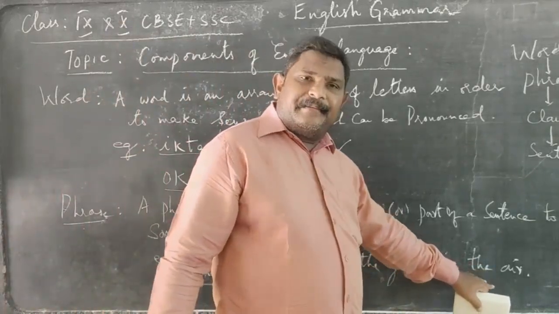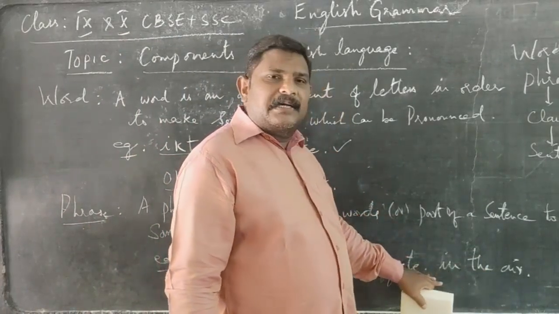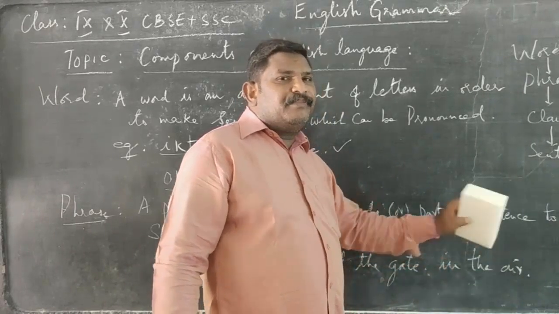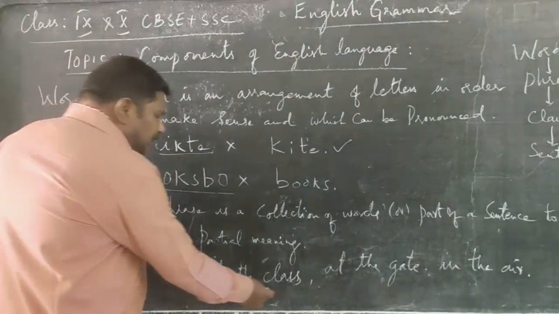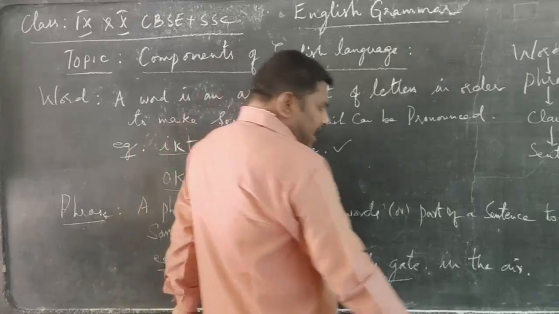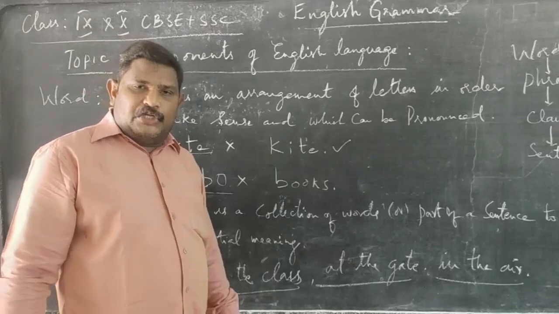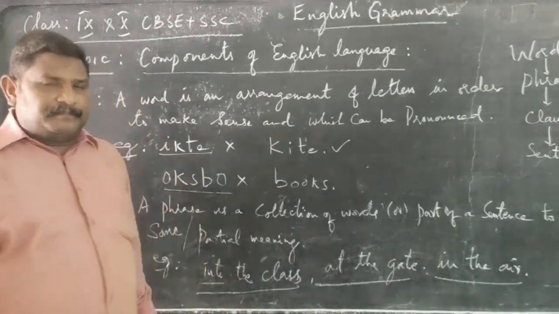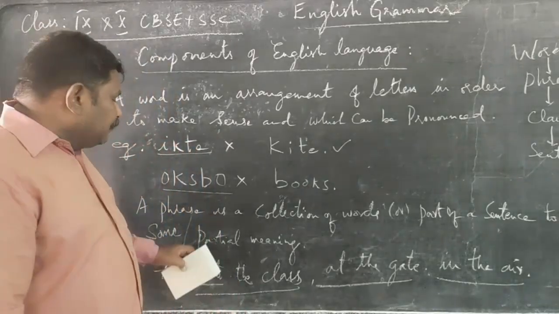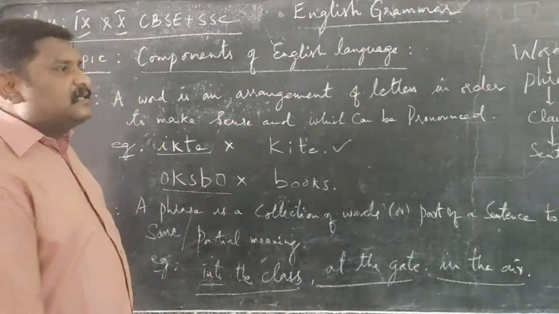And the last example is in the air. Birds fly in the air. Now, if you take the examples into the class, at the gate, and in the air, all these three phrases denote only partial meaning, some meaning. It is not giving complete meaning. A phrase is a part of a sentence.